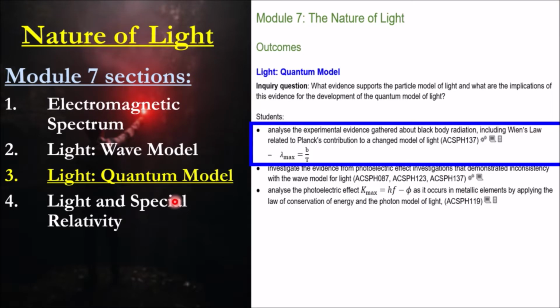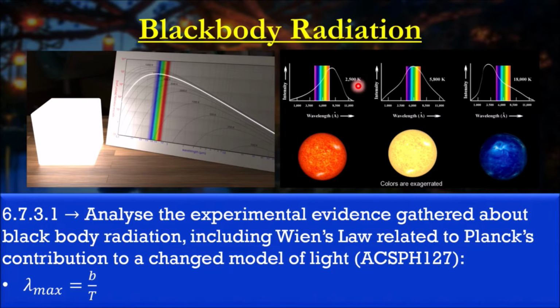My name is Mr. Wong, and in today's lesson we are covering Module 7, the nature of light, and we're going to cover Required Question 3, the light as the quantum model. So the dot point we're going to cover today is all about black body radiation.